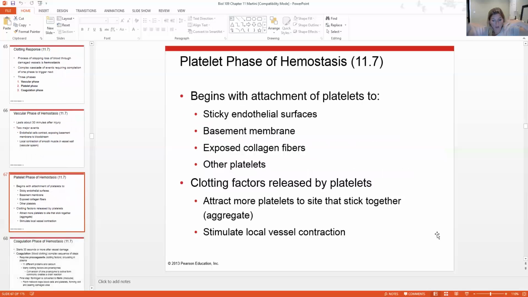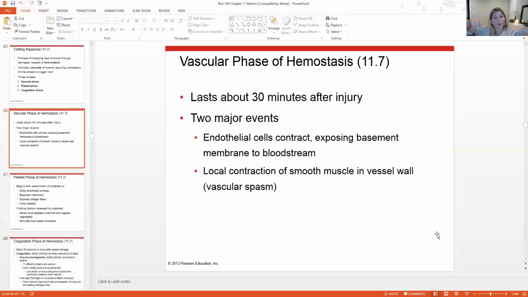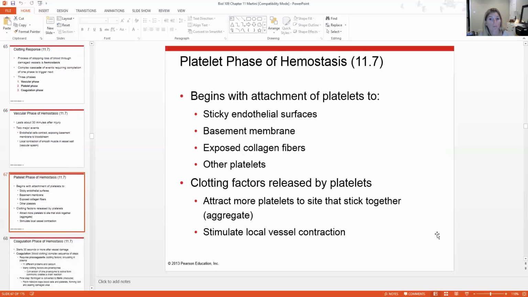And the reason all of it opens up and retracts is so that the blood flow can wash out that area, get any pathogens, any invaders out, and start attaching platelets to the area for a clot to form. So as soon as those platelets start to attach, now we're in the platelet phase of hemostasis. The sticky endothelial cells of that basement membrane start to collect platelets inside and outside. And then there are clotting factors that are released by the platelets. This is positive feedback that's going on here.